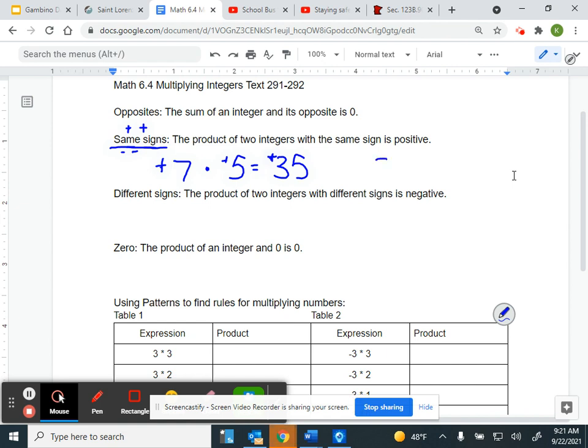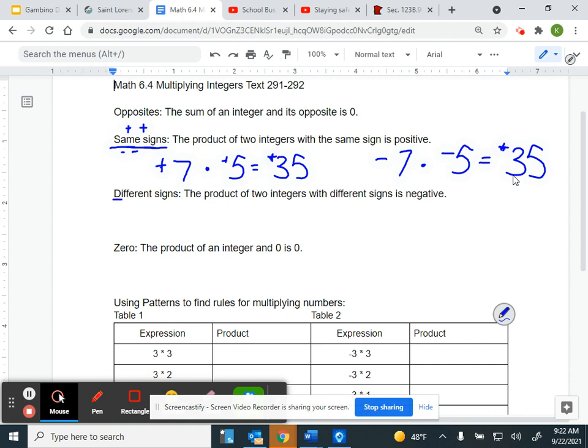If we have negative 7 times a negative 5, our answer is going to be a positive 35. When you multiply the same sign, the answer is always positive. Same sign will always be positive. Whether it's two positives or two negatives, your answer will be positive.